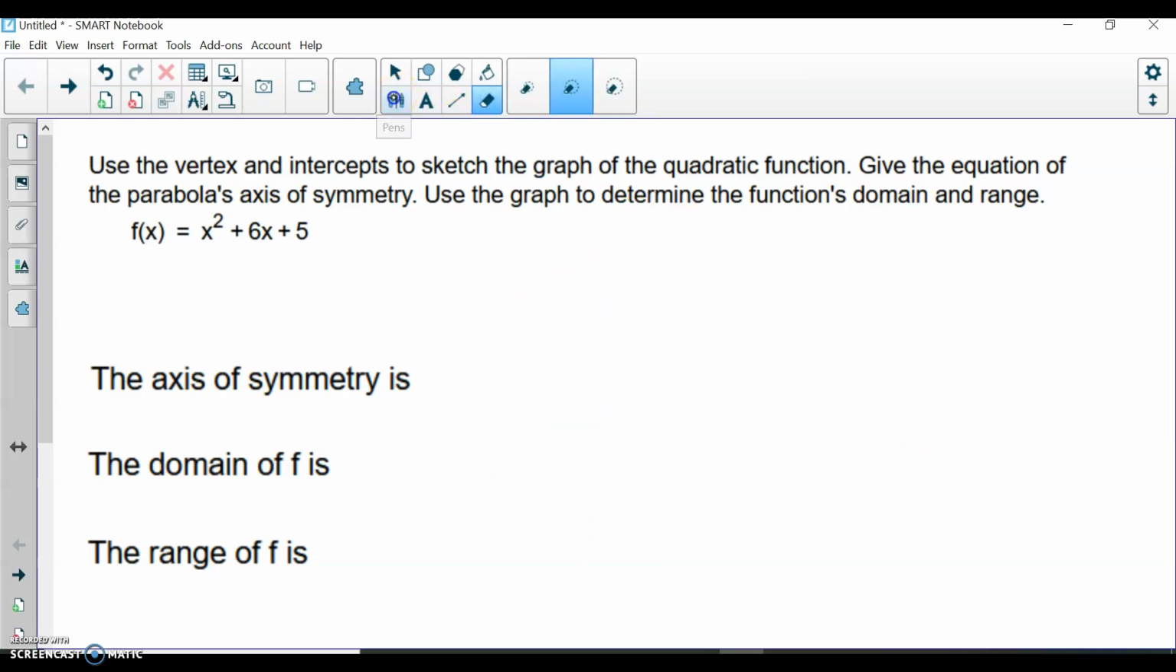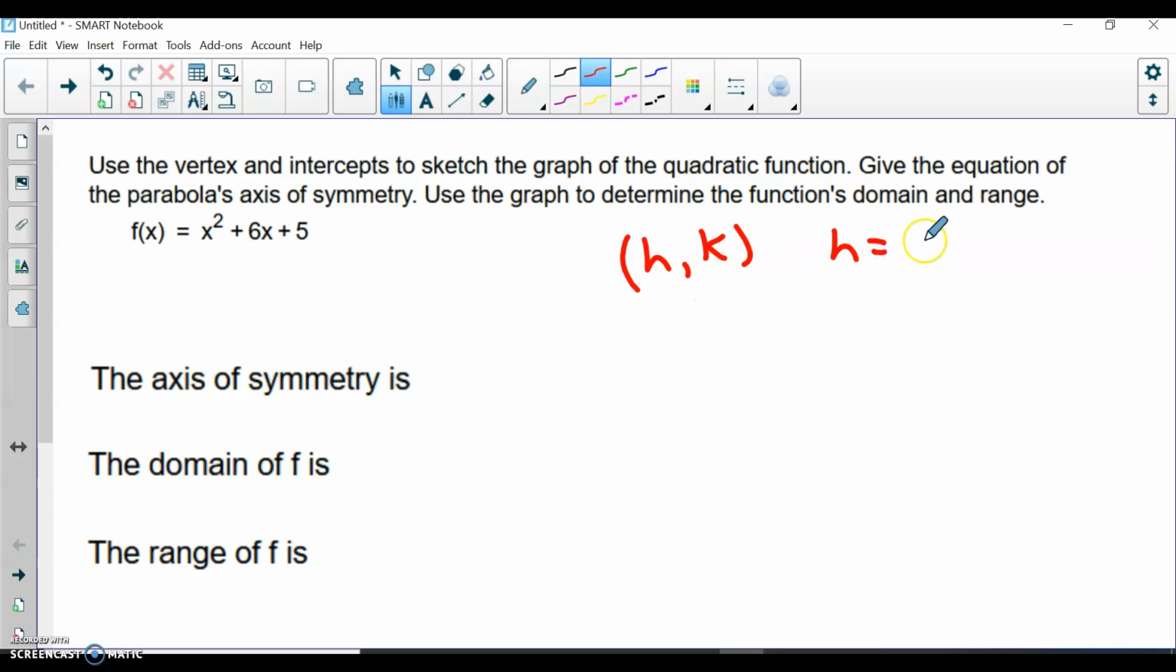The way to get the vertex point is, we call it (h, k), but it is just an x, y pair. We call it (h, k) because it's a special pair in the sense that it's the vertex. The way to get the h, which is the x component of the vertex, is negative b over 2a. If you ever take a calculus class, you'll see where that formula comes from. And then k is just going to be f of h.